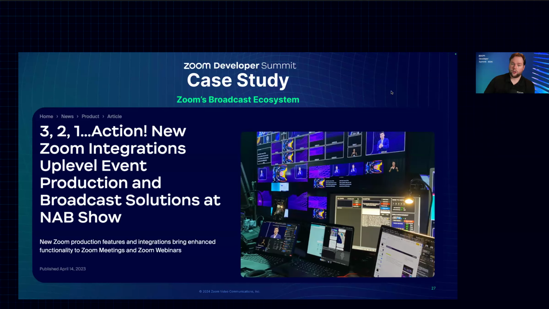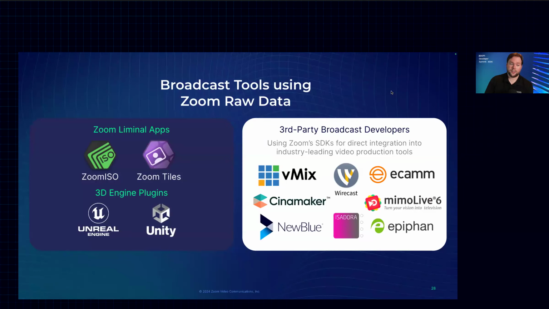So these include third parties that you see on the right-hand side of the screen. We also made some announcements, including this year, about some new applications on the left-hand side that Zoom also produces with our SDKs. So we have our Liminal brand, and Liminal is a company that Zoom acquired in 2021. We use these applications as part of our pro production solution, as part of our Zoom Events platform. Zoom ISO, which you just saw demos on, as well as our new Tiles application, are based on the technology that we just demonstrated in the Meeting SDK.